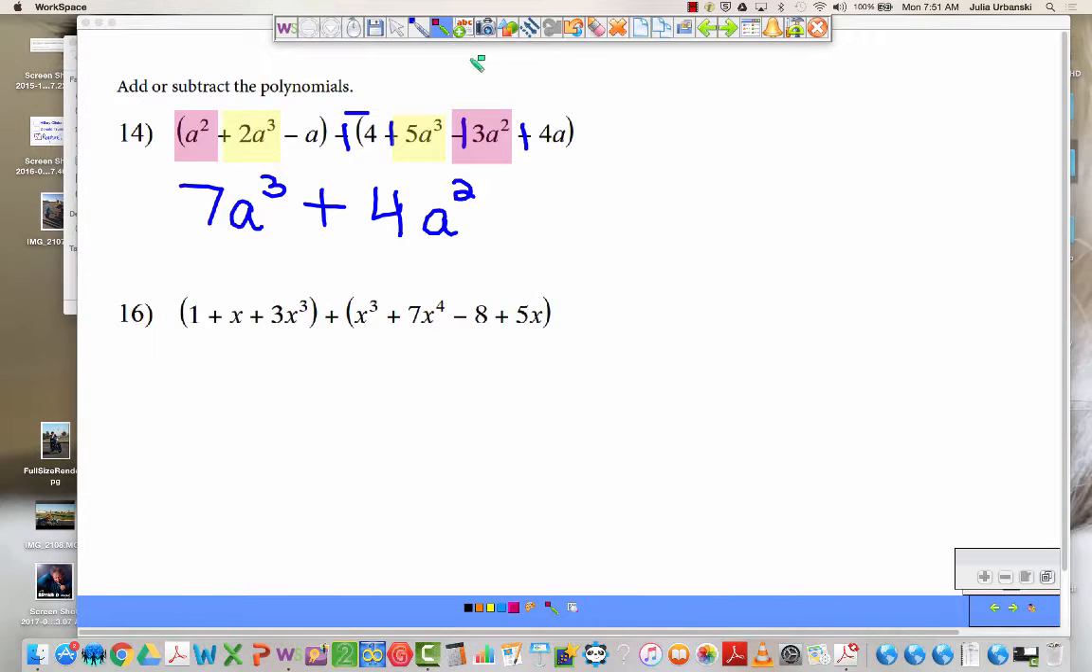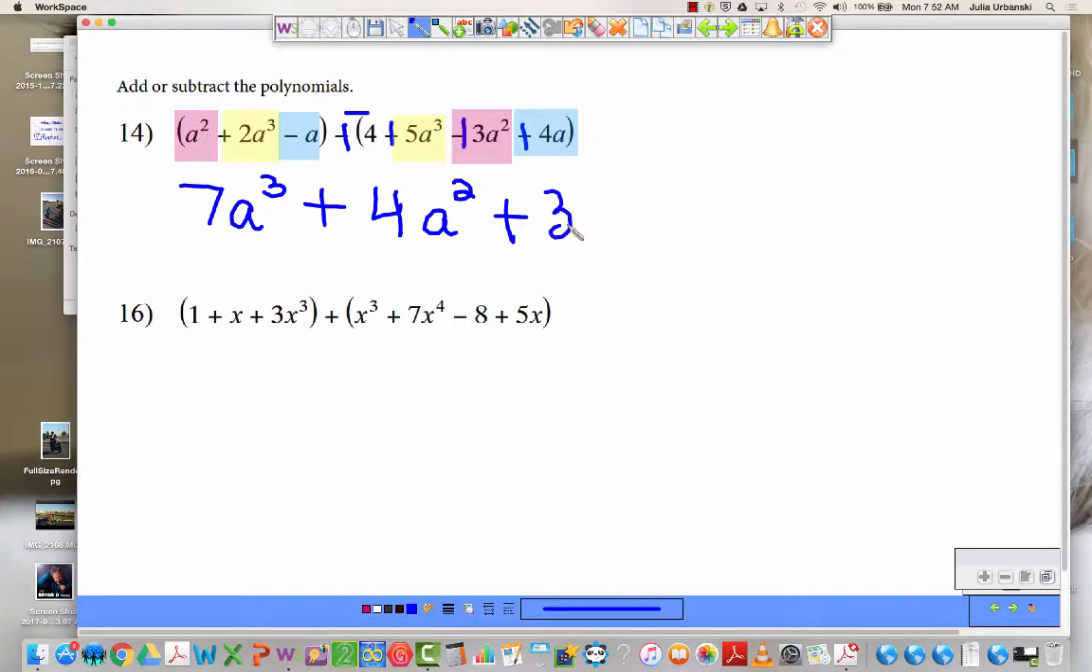And then we have 4a and negative a. That's going to become 3a. And then we look for anything that doesn't have an a at all. Is there only one of those? Plus negative 4, right? There's nothing else that combines with it, so then we just write it like that. Try number 16 right now on your own.